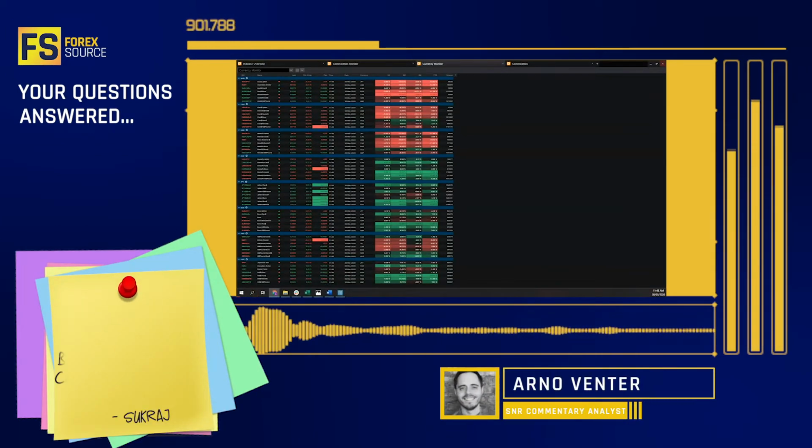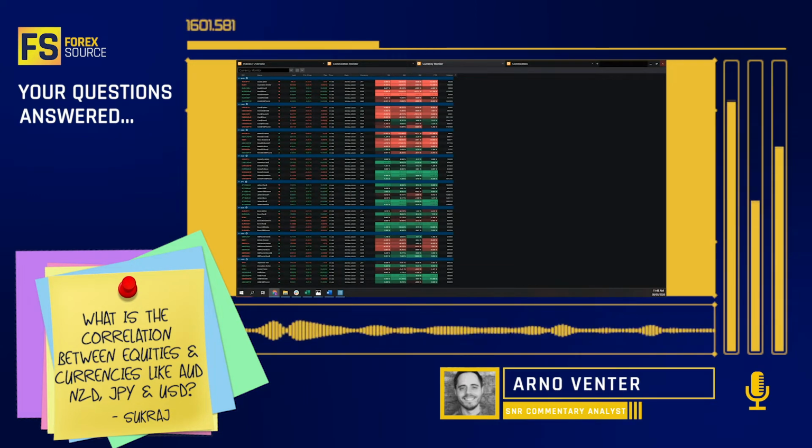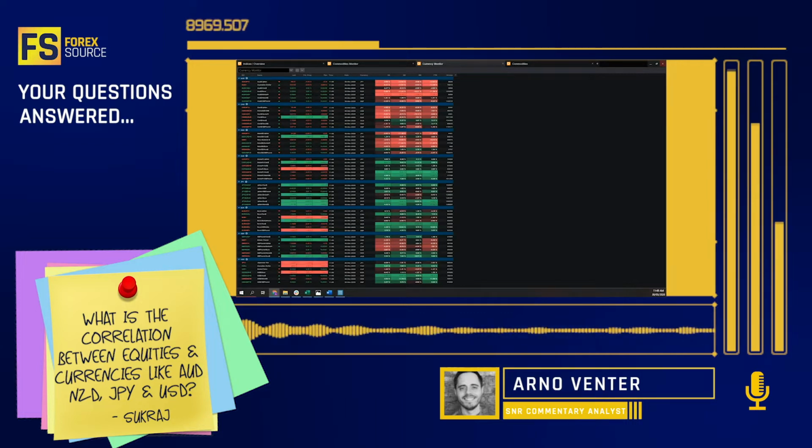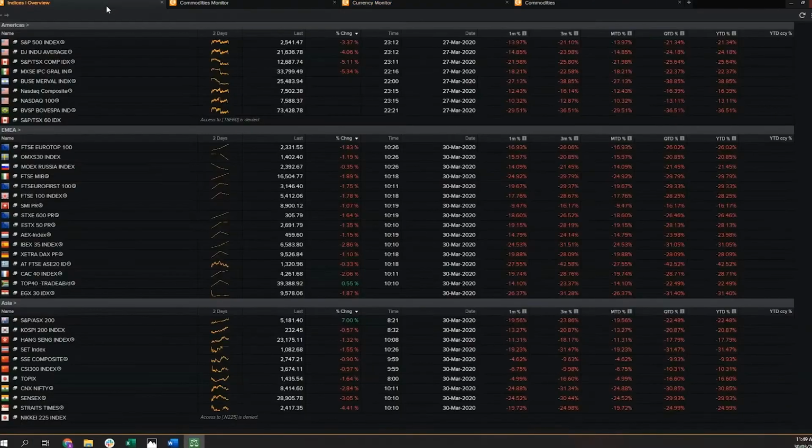Okay, then we have a question from Sukraj asking, what is the correlation between equities as well as the Aussie, the Kiwi, the US dollar, as well as the yen? Now, the biggest correlation between the equity markets, whether that is your Asia Pac, your European, or your US equity markets, in general, equity markets are normally a very good gauge of the market's overall risk tone.